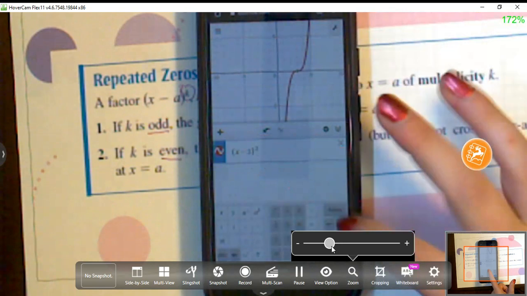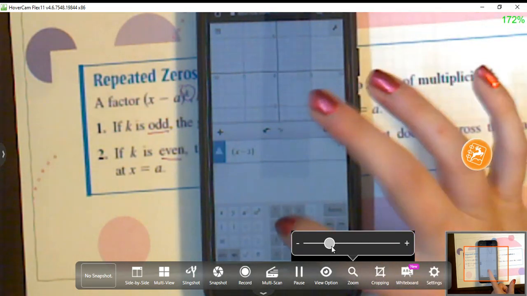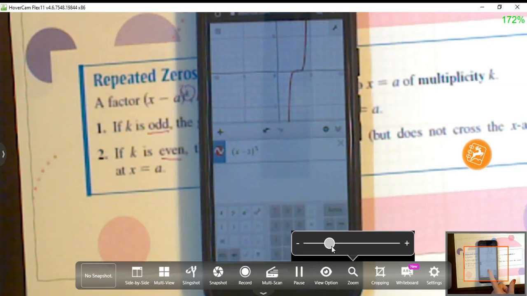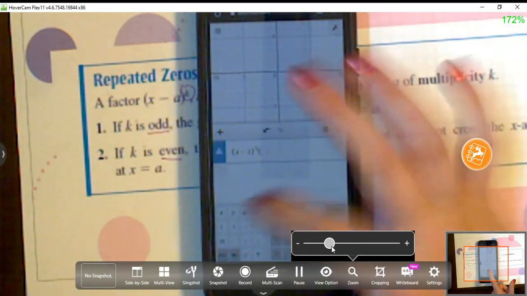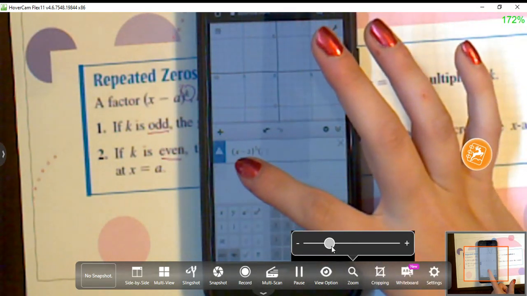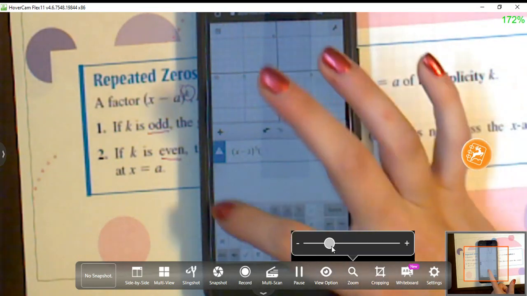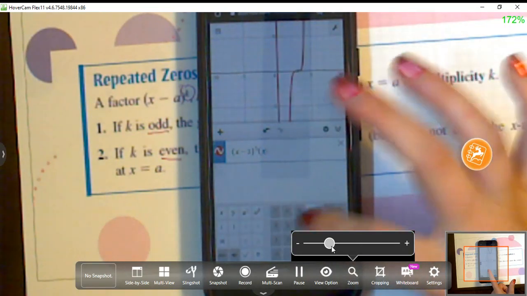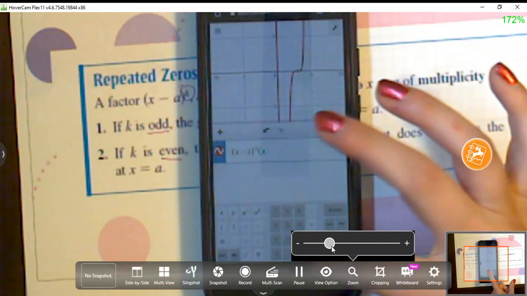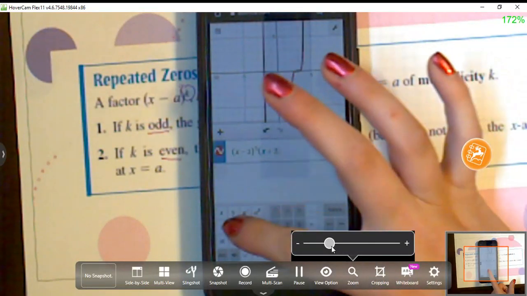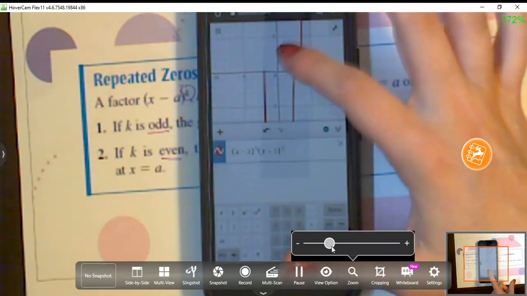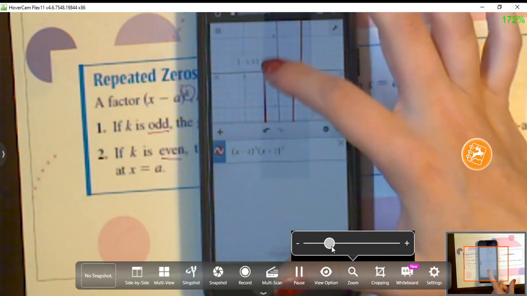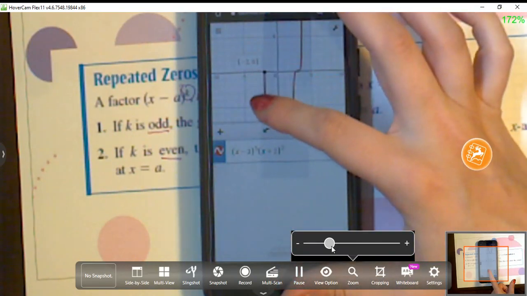And that's going to be true for any odd value. So I changed it to a 5. It still goes through my x-axis. And this is going to be true no matter how many factors we have. So I'm going to leave that x minus 3 to the 5th. And I'm going to add in, let's say, an x plus 2 squared. So now notice that we're just going to touch and come back down at -2.